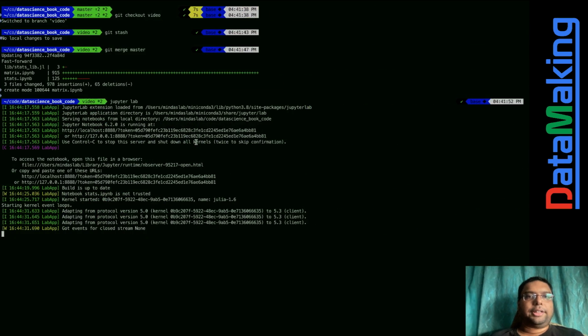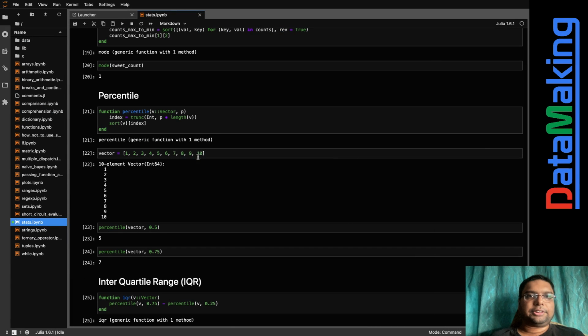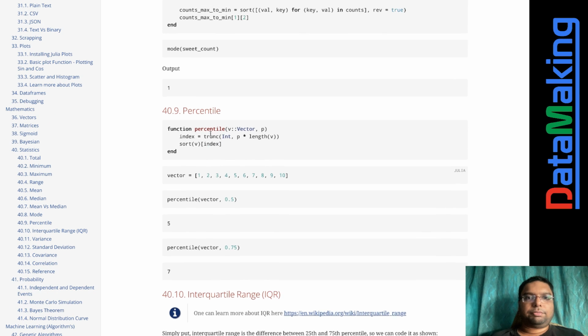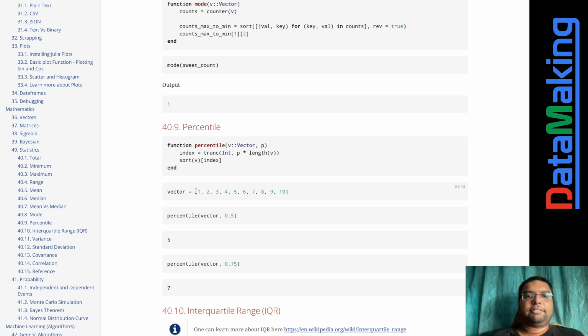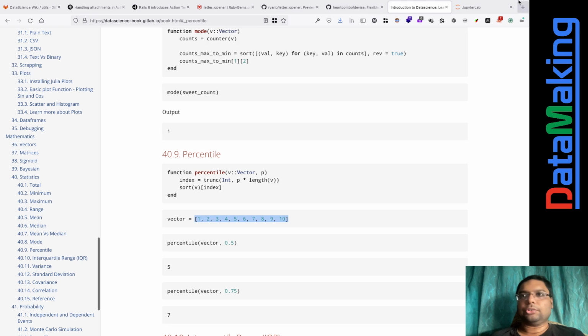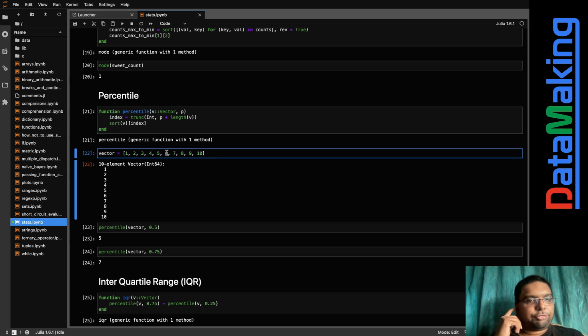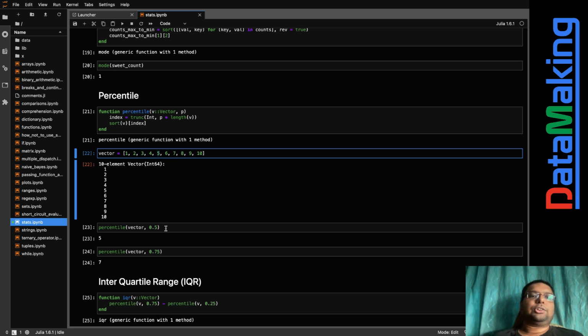You just have this vector 1, 2, 3, 4, 5, 6, 7, 8, 9, 10, so 1 to 10. What is the 50th percentile? The 50% will be from this to this. What is the maximum value over here? It's 5. So this is the 50th percentile, the 50% of values. There are 10 values, and 50% of values is up to 5, so that's the maximum for that percentile.